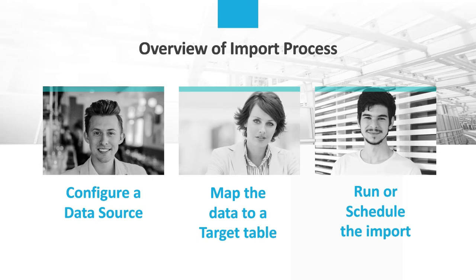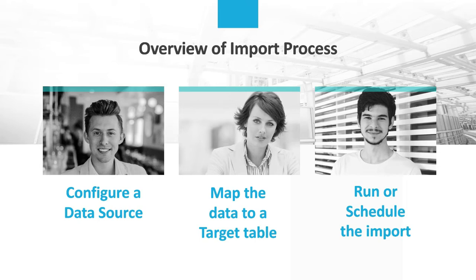Map the data to a target table. The target table is the table you want to transform the data to. Once you have selected a target table, you can specify how the source data should be transformed to it. Creating a data map outlines how to transform the data. The data isn't transformed until you run the import.